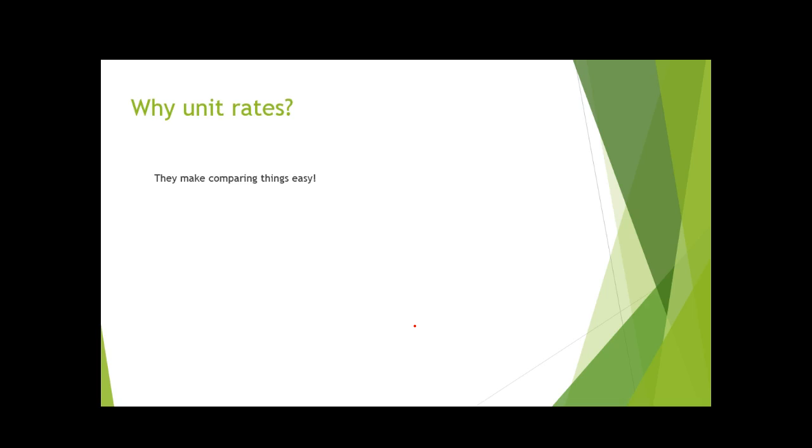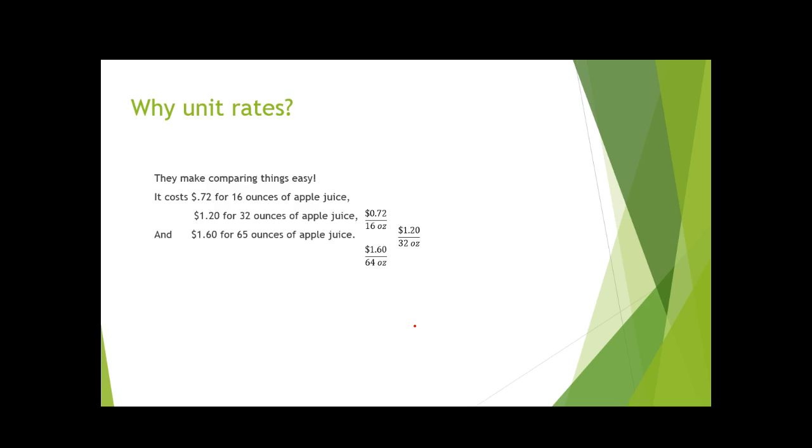Why do we like unit rates? First, they make comparing things easy. So for example, if it costs 72 cents for 16 ounces of apple juice, that's 72 over 16. $1.20 for 32 ounces of apple juice, that's 120 over 32. And $1.60 for 64 ounces of apple juice, that's 160 over 64. Which one gets you the best bang for your buck?